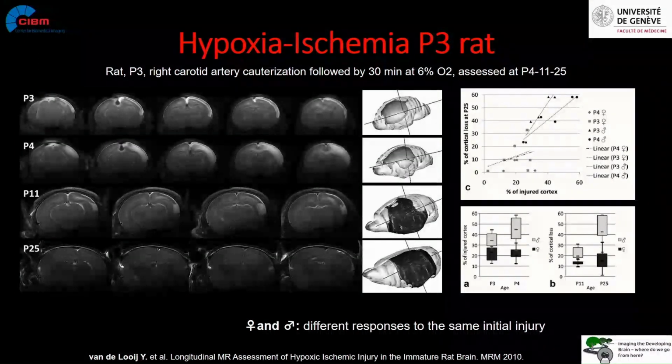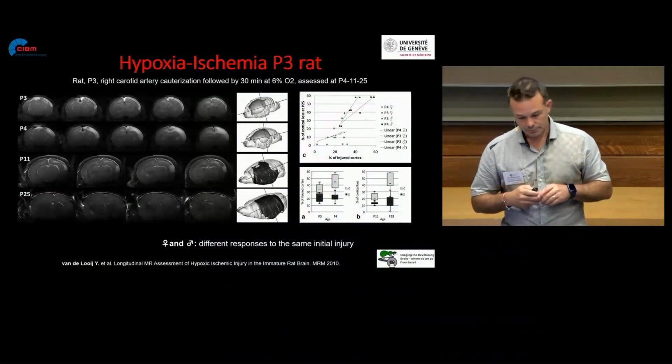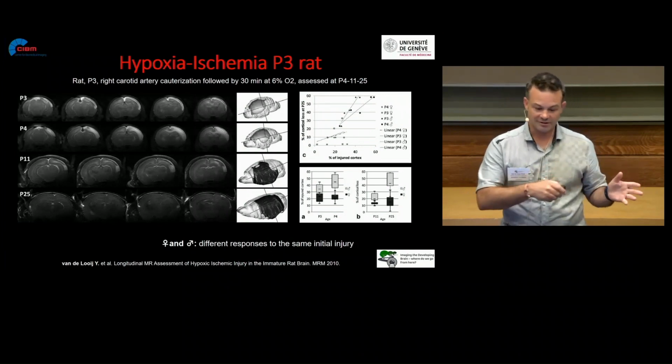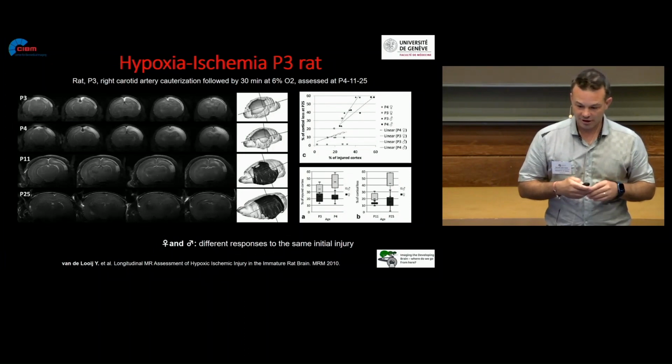We did a correlation between the size of the lesion at P3 and P4 and the percentage of cortical loss at P25. And we also had different responses to the same initial injury for males and females, with females that are less injured than males.